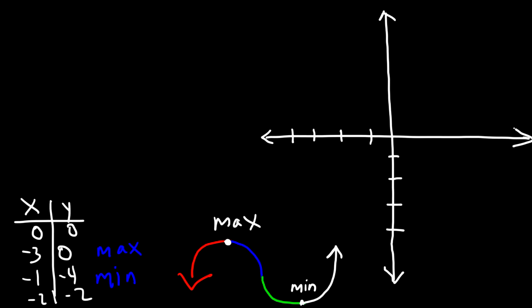So the first point that we have is negative 3, 0. That's the first x-intercept, and we have another x-intercept at 0, 0. And then we have a point negative 1, negative 4, and then negative 2, negative 2. Now, negative 3, 0, that's a maximum. So I'm going to draw the graph in red. So we should have some type of structure that looks like that. And at negative 1, we have a minimum. And following this graph, we know it's going to look something like this.